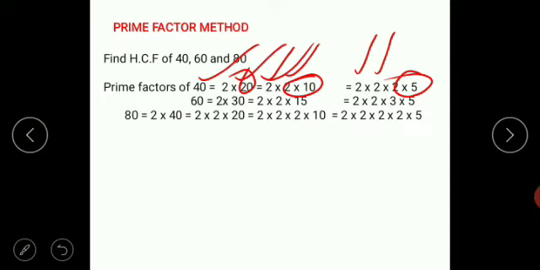Here we got all prime factors. 2 is a prime factor. 5 is a prime factor. Now we have to split the given number into its prime factors. So these are all the prime factors of 40.